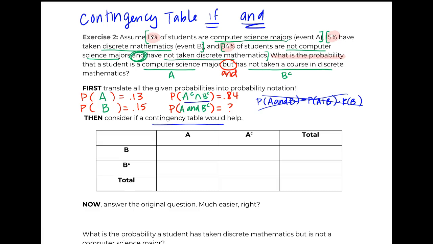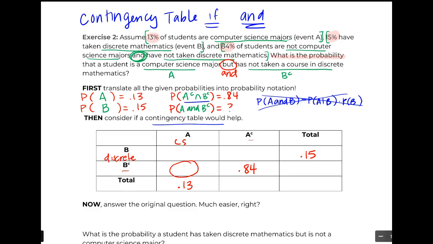So let's put all these things in the table. First we have probability of A. Now remember from our last video, A by itself does not go here because this is A and B. We're going to go all the way to the total part of A, and we're going to put our 13 there. And I'm going to go ahead and label these because I don't like that we use letters that aren't very useful. So we've got computer science and discrete math. B by itself, again, don't stop early, go all the way to the total section, is 15%. And A complement, B complement, where these 2 pieces intersect, is 84. And we want to find A and B complement. That's what we're looking for.